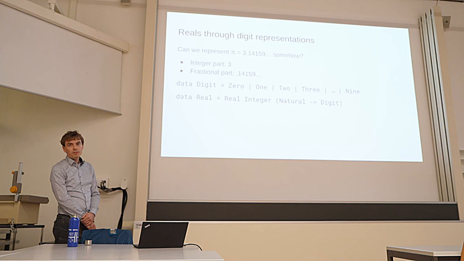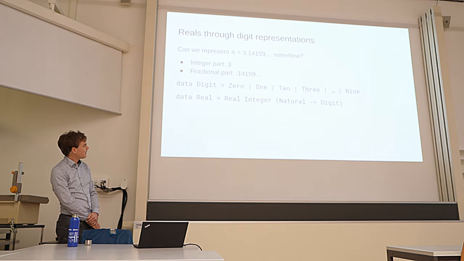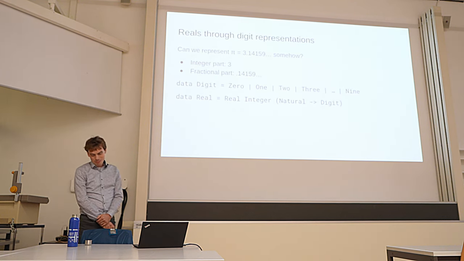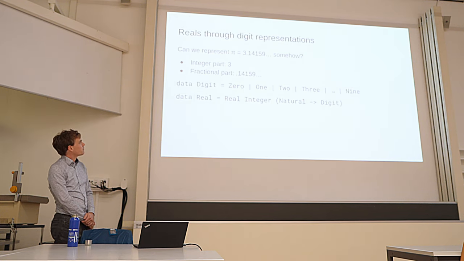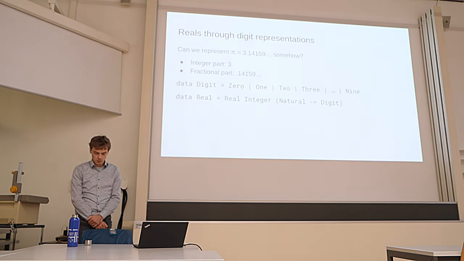Right, finally, I think I'm ready to talk about, and I do realize I'm putting it off as long as I can, real numbers. So thanks for your patience. So let's talk very concretely, right? So let's say we're looking at a number like pi or e. How can we represent this in a language such as Haskell?